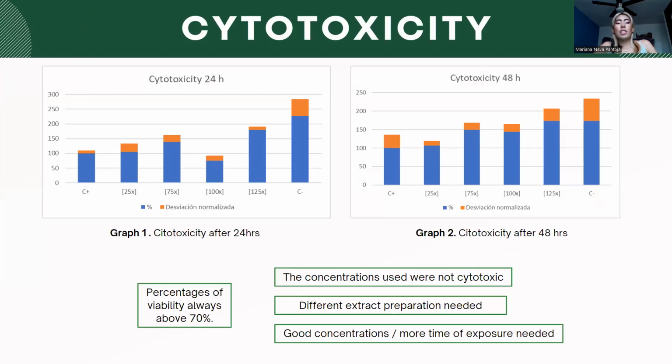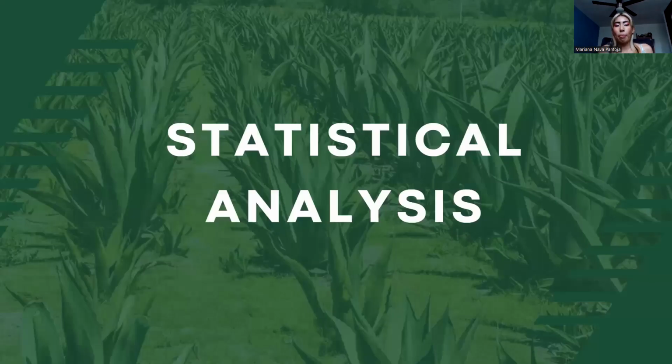For the cytotoxicity assay, all of our results at 24 hours and 48 hours presented percentages of viability always above 70%, which means that the concentrations used were not cytotoxic. So if we want to further research this cytotoxicity activity, we will need to use a different extract preparation, as well as different concentrations for longer times of exposure.